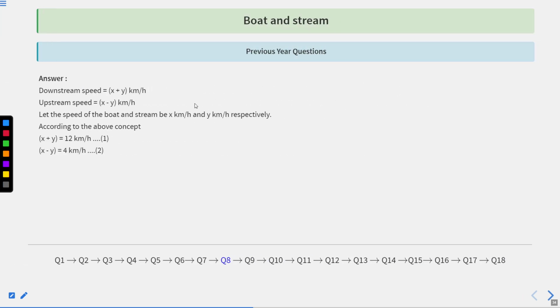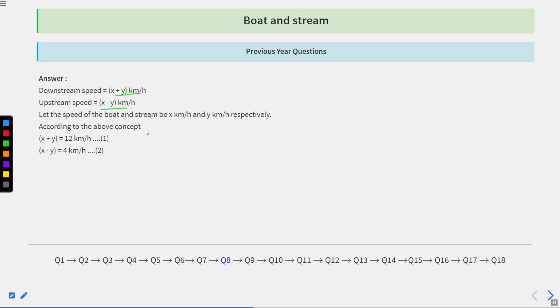Let me quickly recall the formulas that are going to be very useful while solving the problem. First of all, the downstream speed is given by x plus y km per hour. The upstream speed is given by x minus y km per hour. Let the speed of the boat and stream be x km per hour and y km per hour respectively.